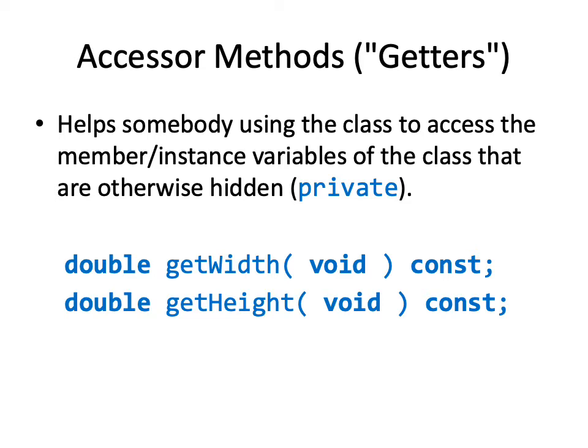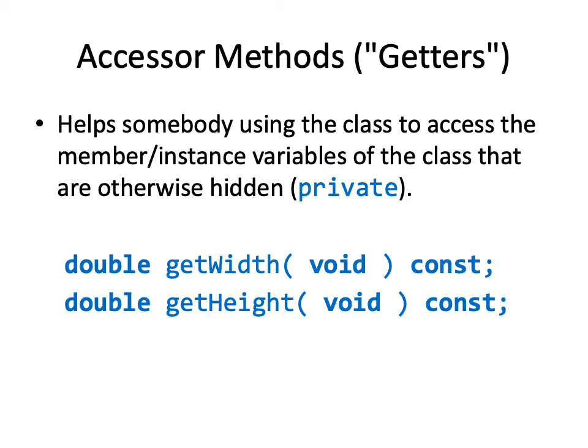So now you can say, get the width of this rectangle and get the height of this rectangle. Now here, both of them return type double. Both of them have void as parameters, you don't have to pass anything to get the width. You're just saying, hey, rectangle, what is your width? And then it returns its width.